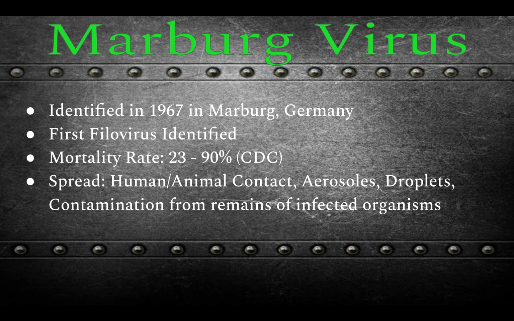The Marburg virus, also caused by filoviruses and famous, was first identified in Marburg, Germany in 1967 during a laboratory experiment consisting of primates from Africa. The Marburg virus was the first of the filoviruses that was identified. According to the CDC, the mortality rate is 23 to 90%, which is slightly lower than that of the Ebola virus, but the reasoning is still unknown. The virus is spread through contact with infected animals and humans, aerosols, droplets, and from contamination from the remains of dead organisms.